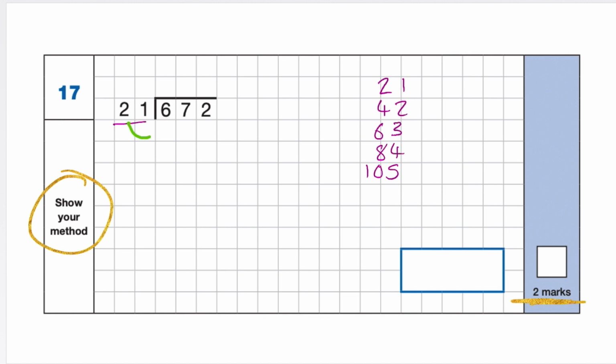So how many 21s are in 6? Well, there's 0, and I'm going to put my 6 next to the 7. How many 21s in 67? Well, I've got 1, 2, 3, with 4 left over. Put that next to the 2. Finally, how many 21s in 42? Well, I can see 1, 2. So my answer is 32. And I've clearly showed my workings out, so I should get both marks.